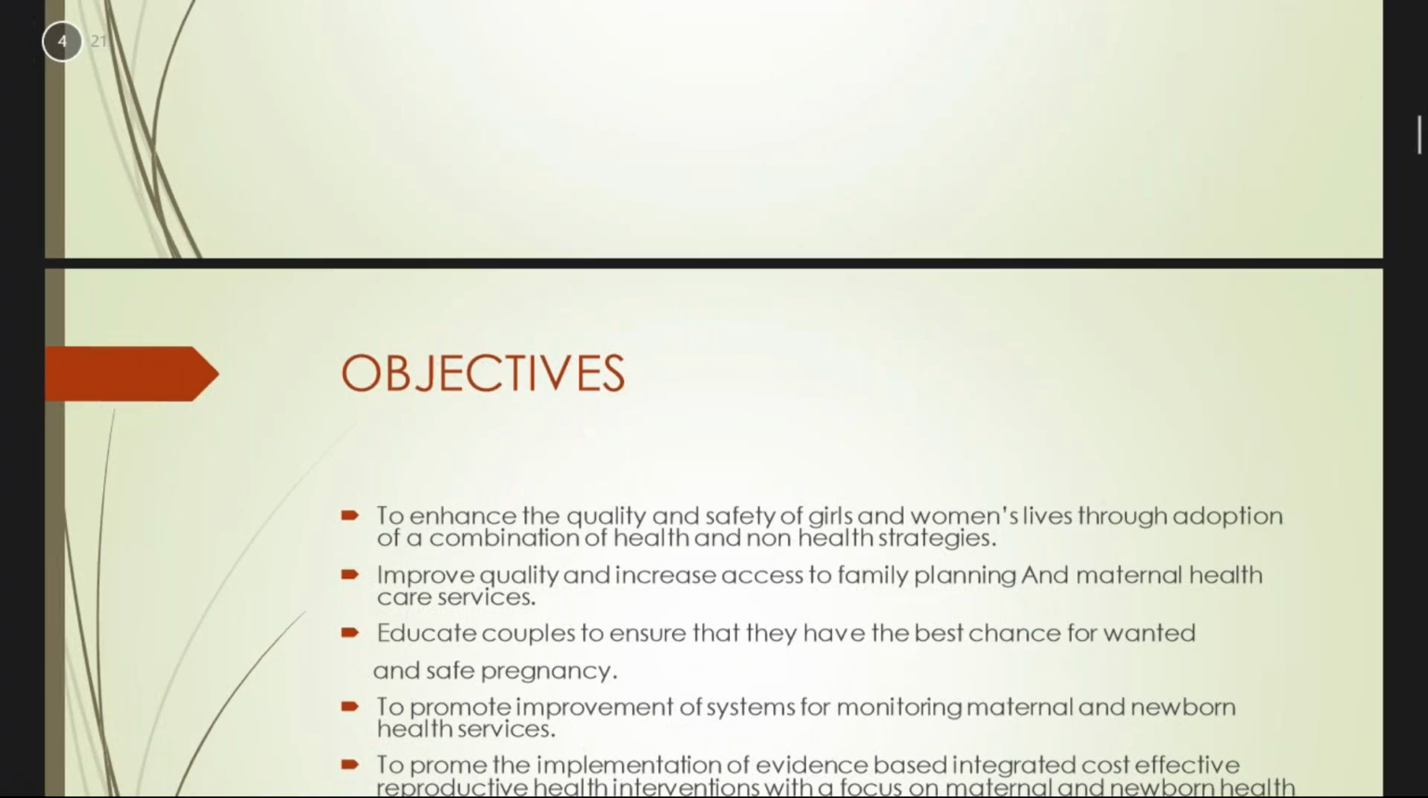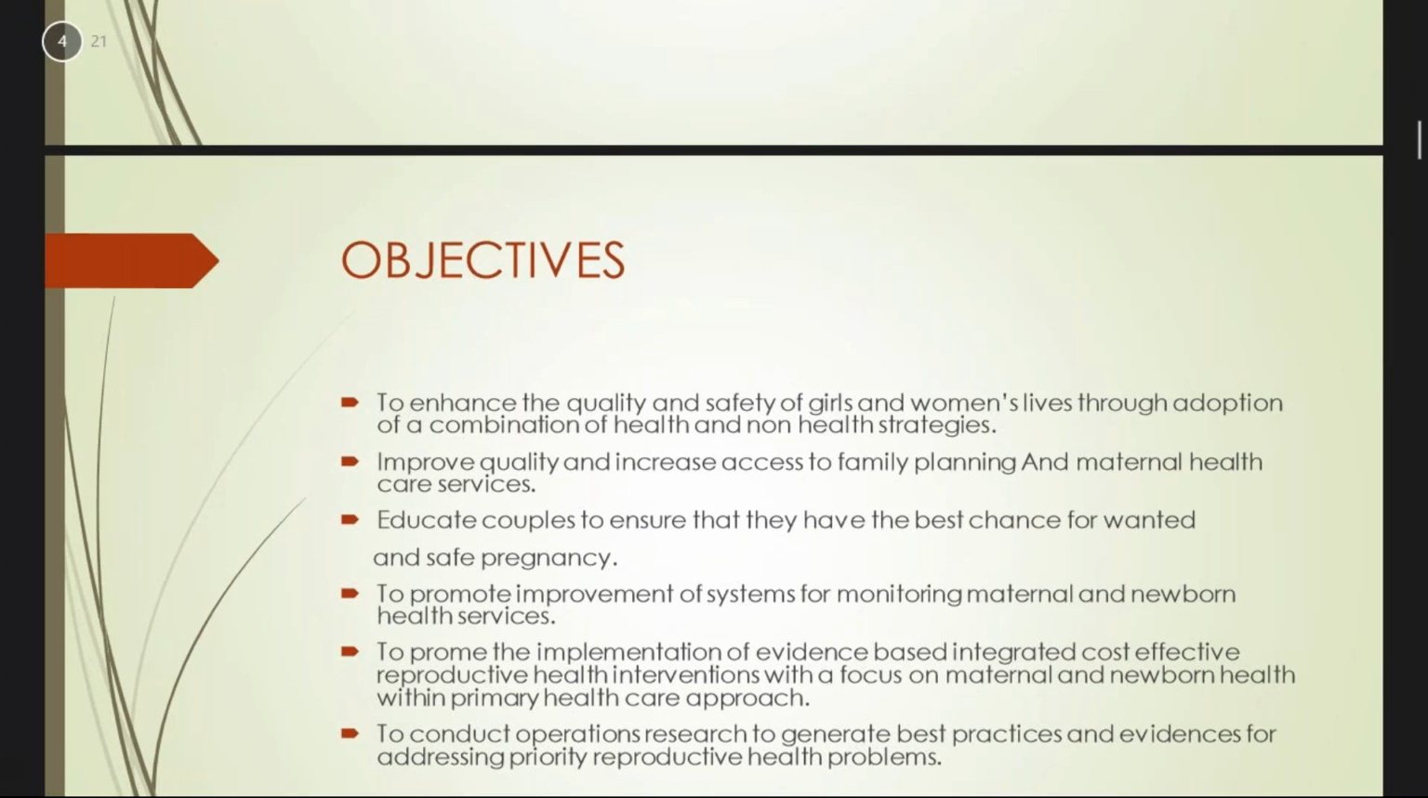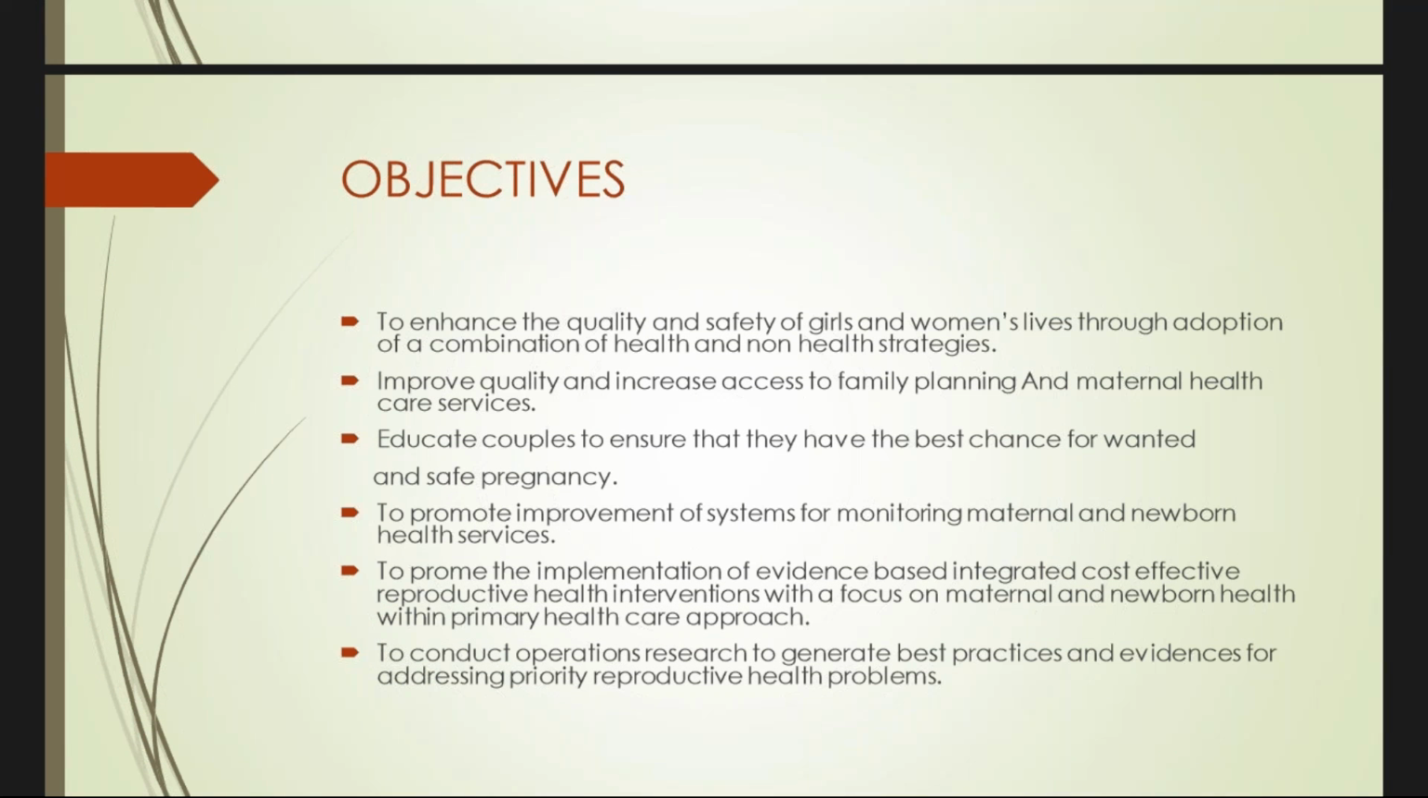So what are the main objectives? To enhance the quality and safety of girls' and women's lives. So she should have proper access to education, healthcare facilities, and proper nutrition with the help of our Anganwadi workers, ANMs and all. So good quality and safety, starting from adolescent girls through women's life, through adoption of a combination of health strategies and non-health strategies. Health strategies include all our medical care facilities. Non-health strategies include different schemes by the governments.